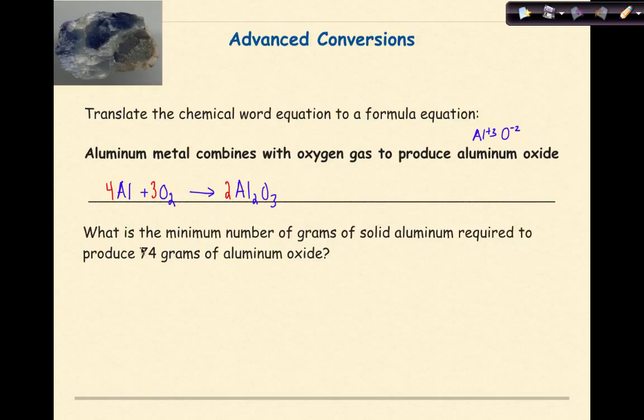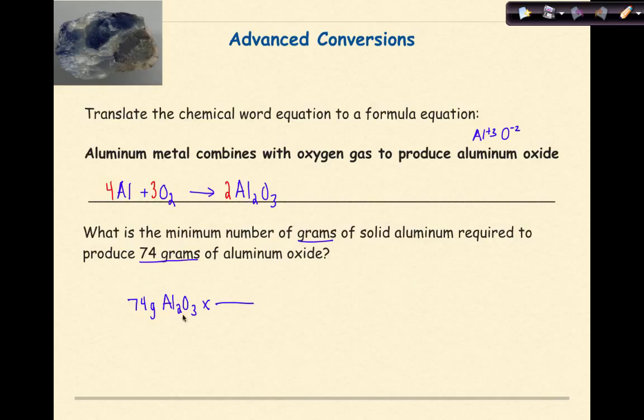Now I want to move on and look at what the question is asking. What is the minimum number of grams, so mass, of solid aluminum required to produce 74 grams of aluminum oxide? So here my given is 74 grams of aluminum oxide. So I'm going to write that down first. 74 grams of Al2O3. Now, I need to ultimately get to grams of solid aluminum, but I can't just go from grams of aluminum oxide to grams of aluminum. So what I need to do is follow the AP Chemistry mantra and convert to moles.